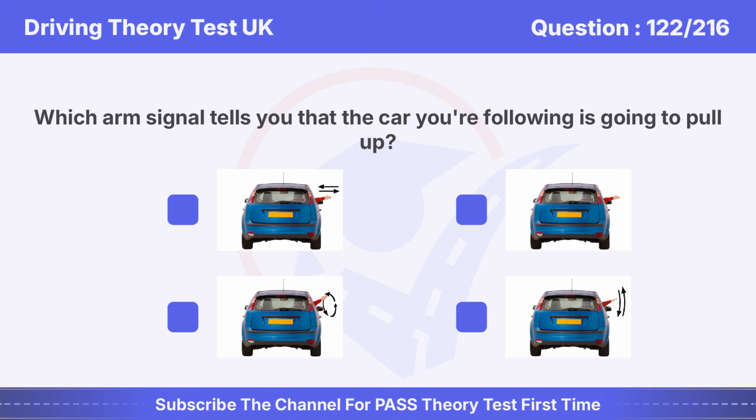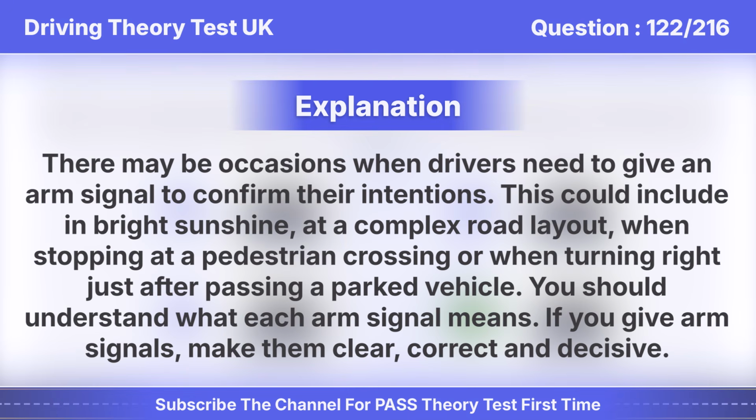Question 122. Which signal tells you that the car you're following is going to pull up? Answer is D. There may be occasions when drivers need to give an arm signal to confirm their intentions. This could include in bright sunshine, at a complex road layout, when stopping at a pedestrian crossing, or when turning right just after passing a parked vehicle.